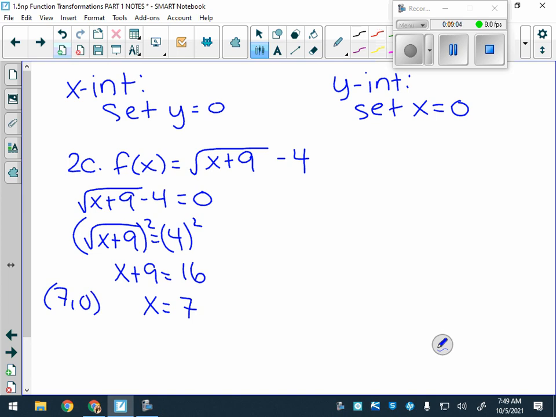Okay. Now to find the y-intercept, using the same function, substitute 0 in for x. Okay.